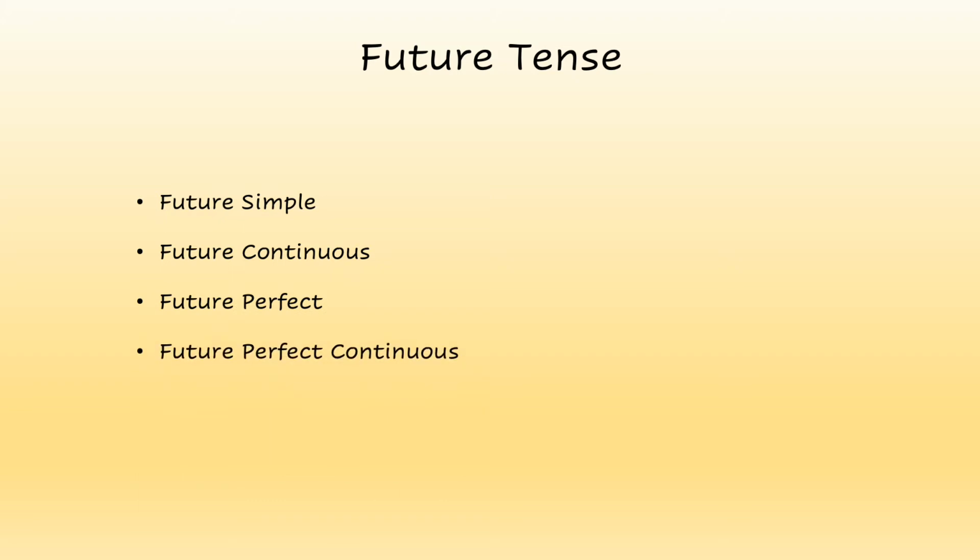So the future tense can be divided up into 4 different forms. We have future simple, future continuous, also known as progressive, future perfect, and future perfect continuous. Let's start with future simple.